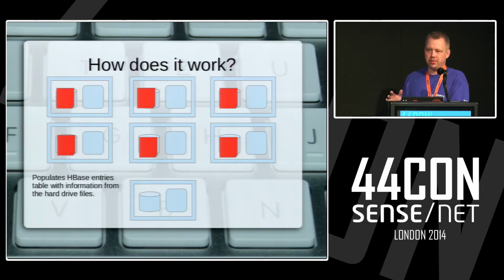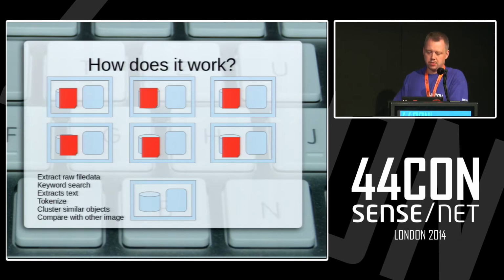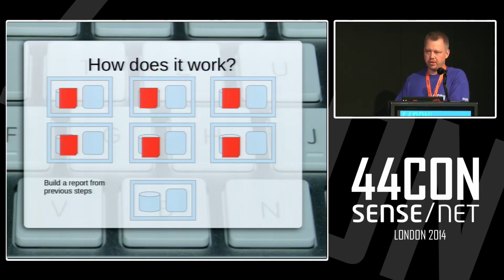And the nice thing is that you just need to have enough storage around the whole cluster, not on each machine. So you're extracting keywords, you tokenize the documents, you cluster the similar objects, and you can even compare it to another image. So if you have a plain Windows image, you can remove all those files from the investigation. And then you have the extraction point where you're actually building a report of all the data you got out. So that's really cool.